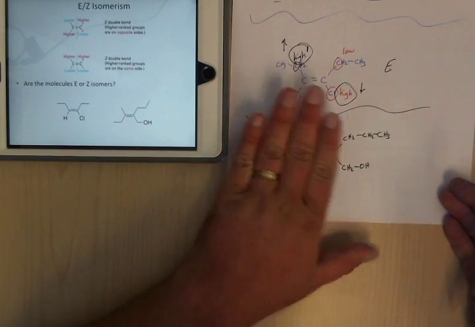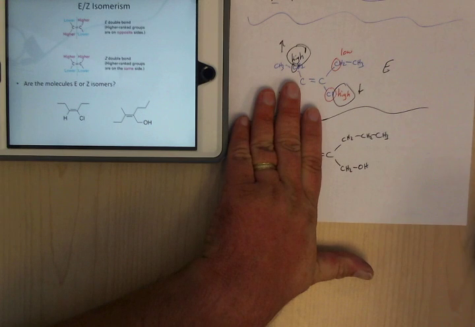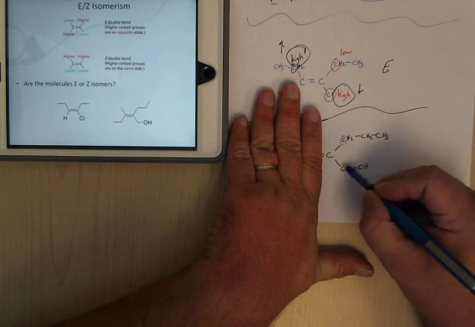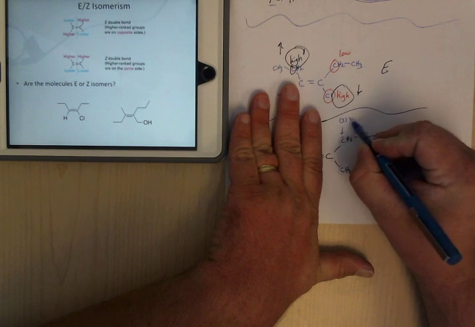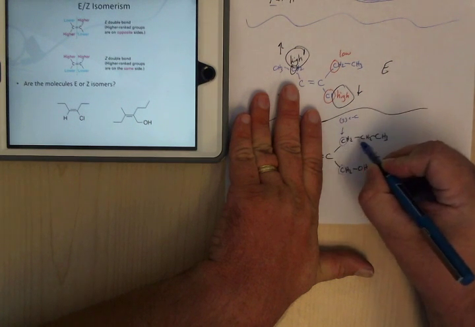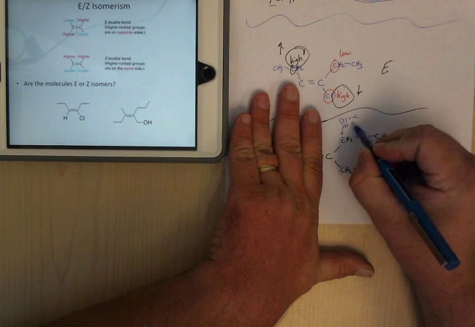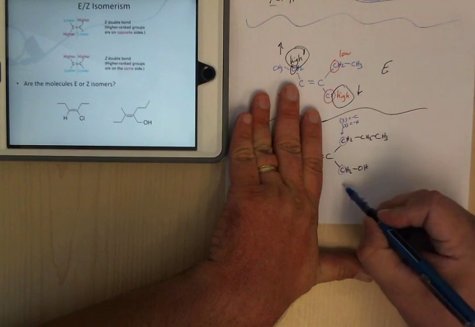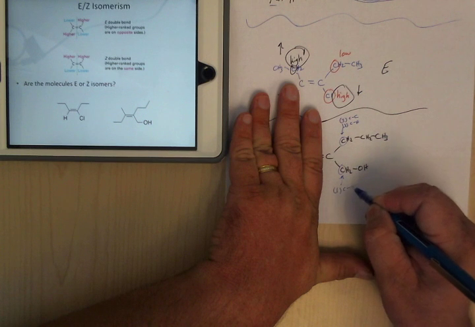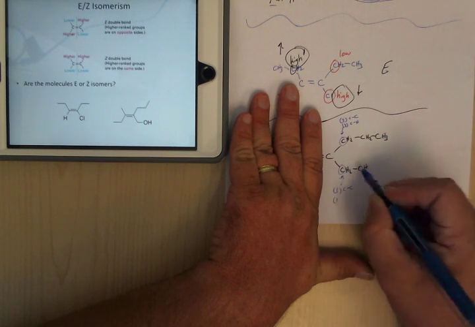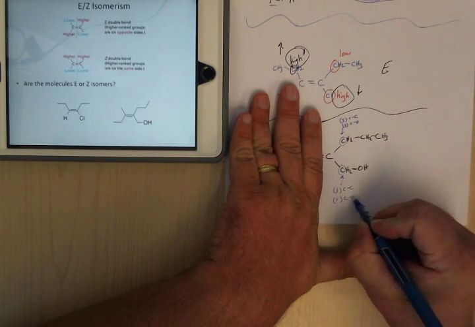So let's look at this side. We have carbon versus carbon, so it's a tie. This has 2 carbon-carbon bonds, 1, 2, and 2 carbon-hydrogens. This one here has 1 carbon-carbon, but it also has this carbon-oxygen bond.